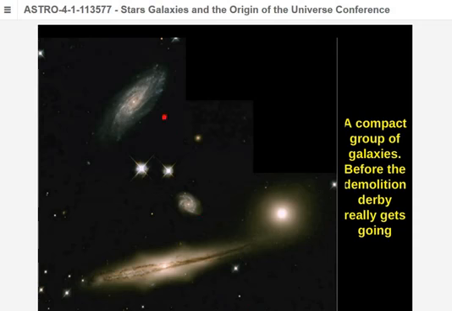This is a compact group. All of these galaxies are close together. That is an elliptical, this galaxy. Well, you know what? I'm not sure of that. This might be an S0. Actually, it looks more like an S0 than an elliptical.